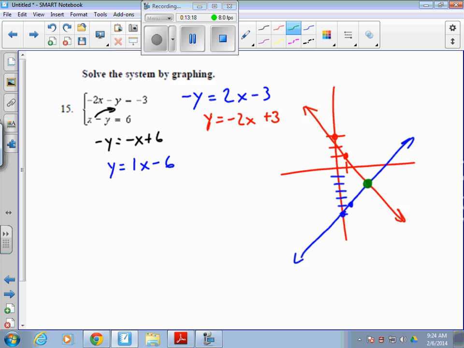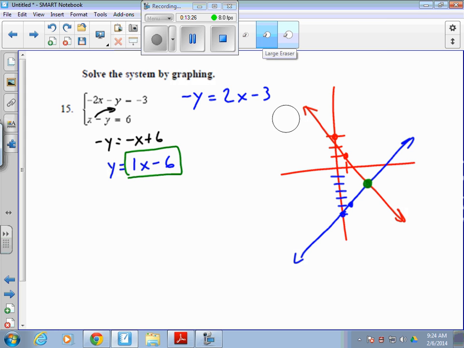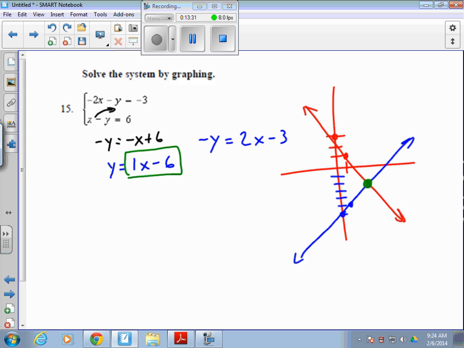An easier way to do this, and most of y'all are more comfortable doing this, is to use the substitution method. We already did this work right here and got a value for y. Plug that value into the other equation. The other equation says, and it doesn't matter which version you use, I'll use this version right here. Plug that x minus 6 in place of y. So negative and then x minus 6 equals 2x minus 3.